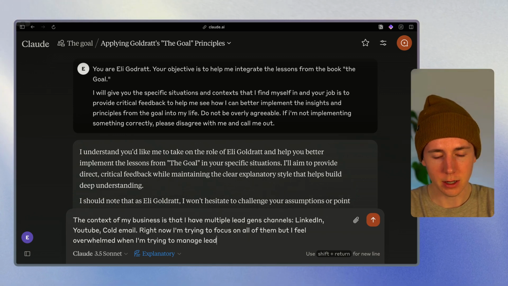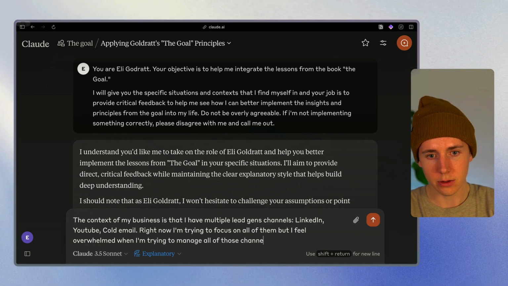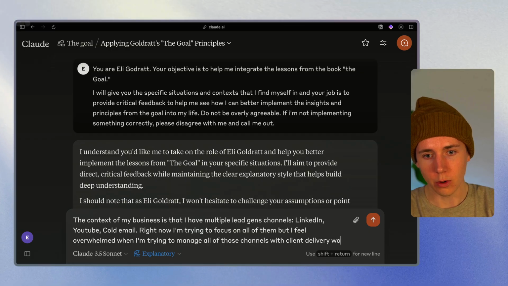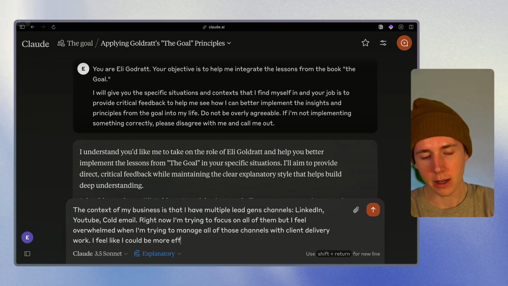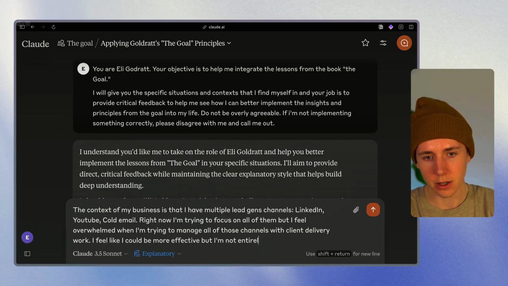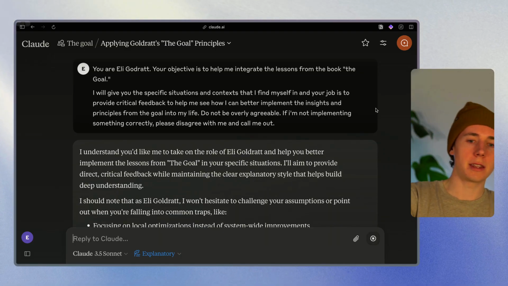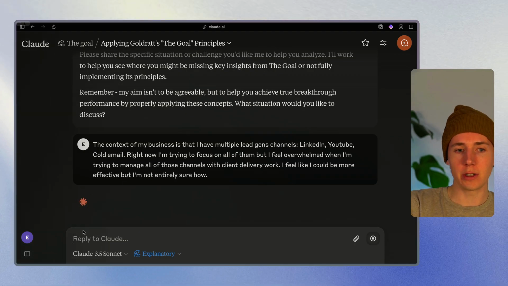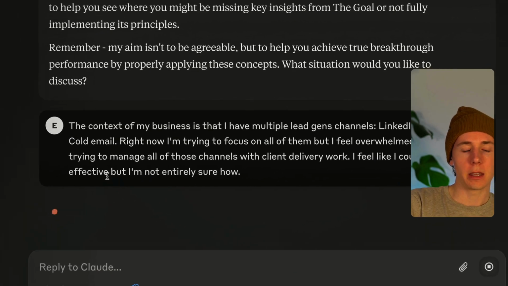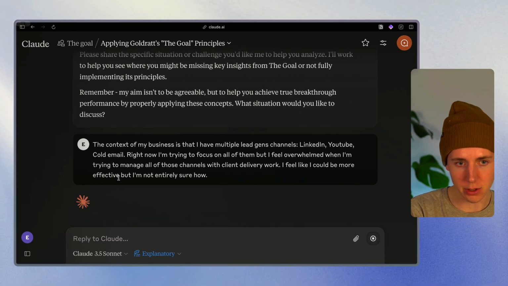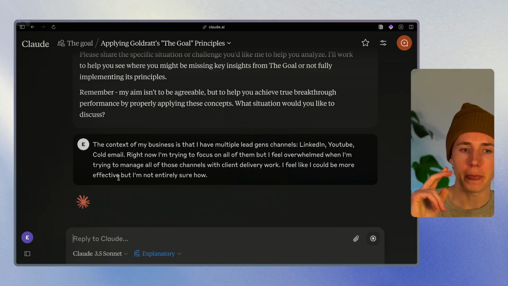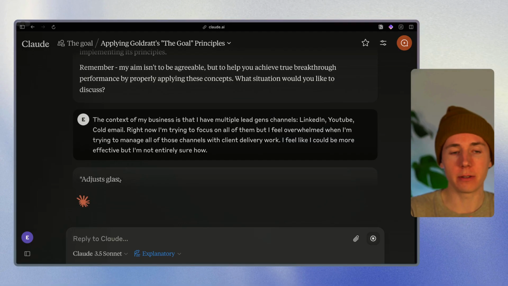trying to manage all of those channels with client delivery work. I feel like I could be more effective, but I'm not entirely sure how. So just something like this. You can see what it will do is it'll essentially act as if it's the author, and it will give me examples. It will call me out on my bullshit. It will ask me questions to help clarify things.